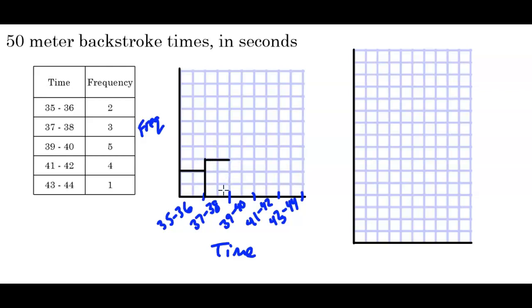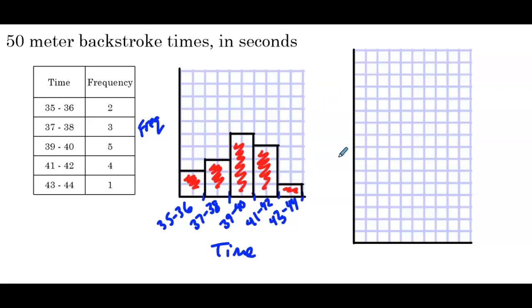And then the next interval is 5. Next interval is 4, so all the way down. 4. And then the next interval is 1. Okay, so there's our frequency histogram. Again, we're going to shade in each bar just so we have an easier way to see it. Okay, so there we have it.